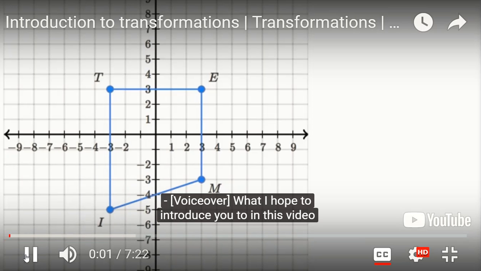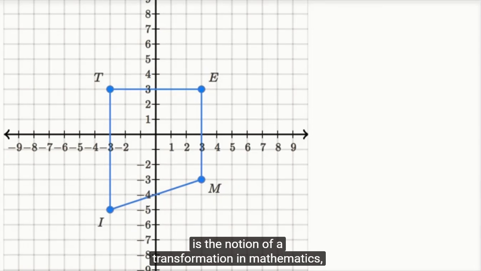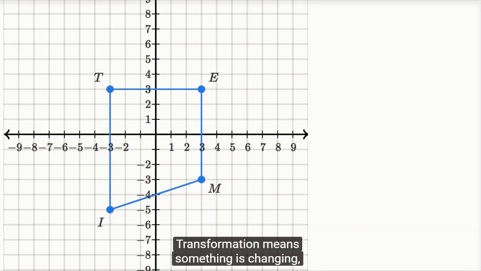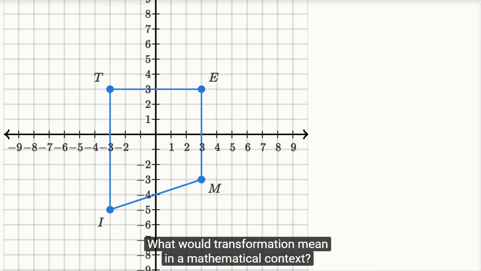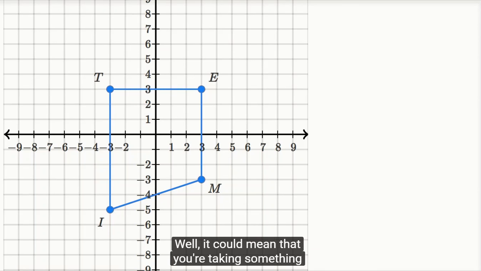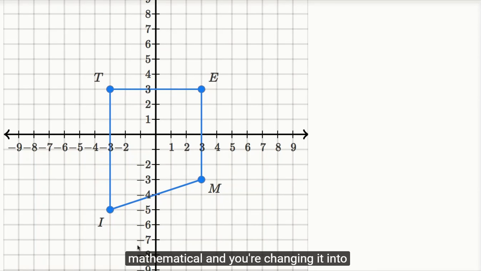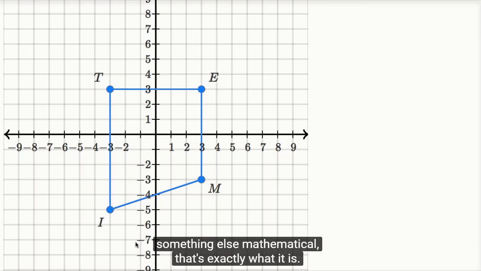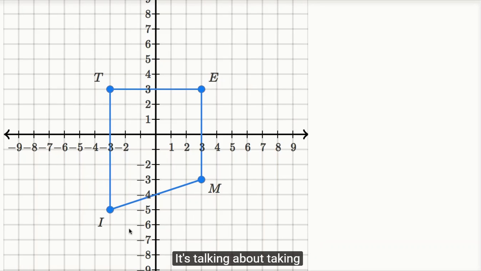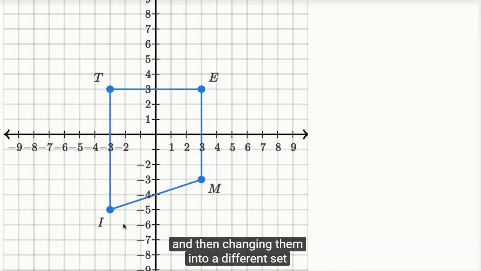What I hope to introduce you to in this video is the notion of a transformation in mathematics. And you're probably used to the word in everyday language. Transformation means something is changing. It's transforming from one thing to another. So what would transformation mean in a mathematical context? Well, it could mean that you're taking something mathematical and you're changing it into something else mathematical. That's exactly what it is. It's talking about taking a set of coordinates or a set of points and then changing them into a different set of coordinates or a different set of points.